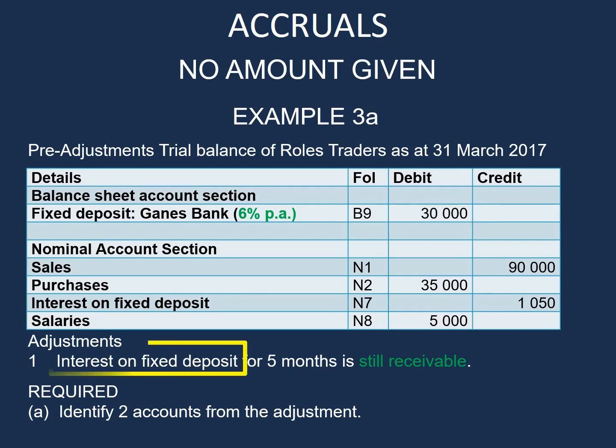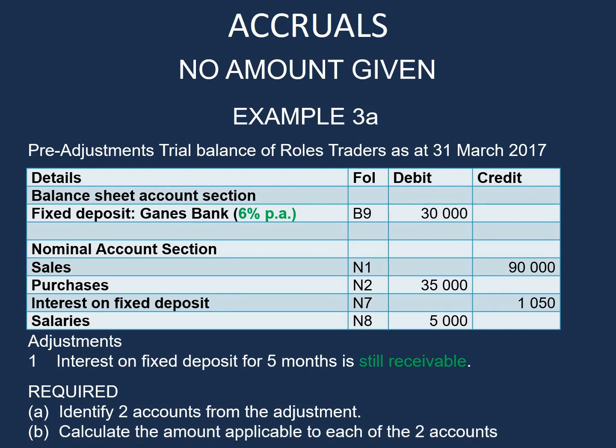The first account is our interest on fixed deposit, and then if we have a look at our keywords, we have still receivable, which means that it will be an accrued income. After that, we need to calculate the amount applicable to each of the two accounts.